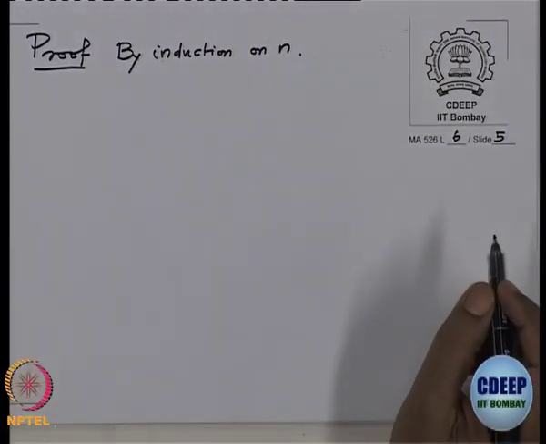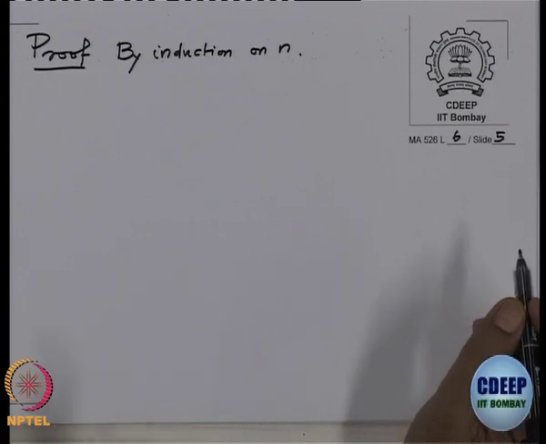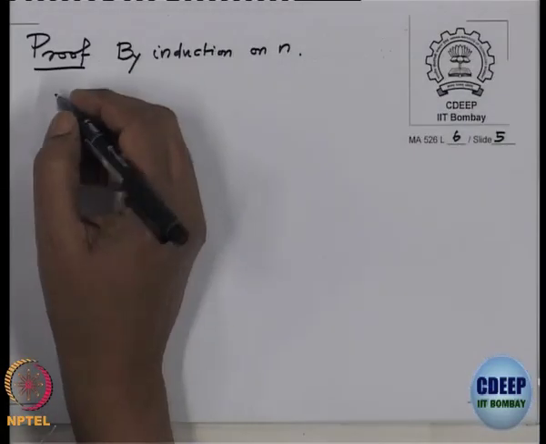Remember, n is the number of R naught algebra generators of R. As an R naught algebra, R is generated by x1 to xn. X1 to xn are homogeneous of degree gamma 1 to gamma n, and this n we are going to induct on. So the induction starting point should be at 0.